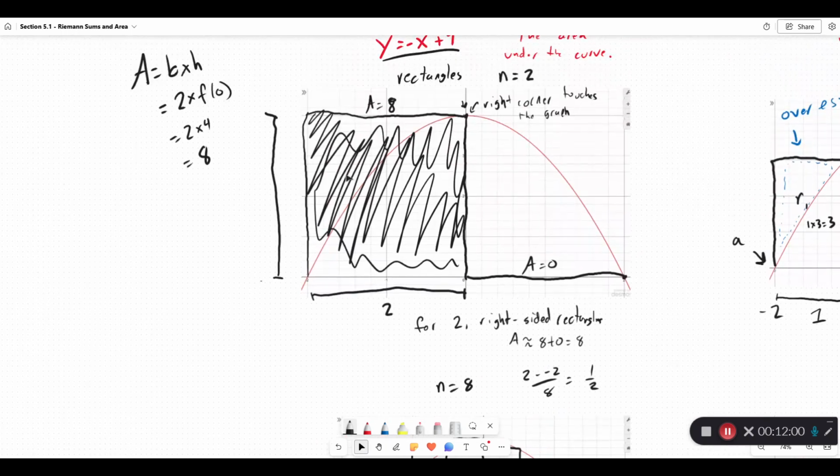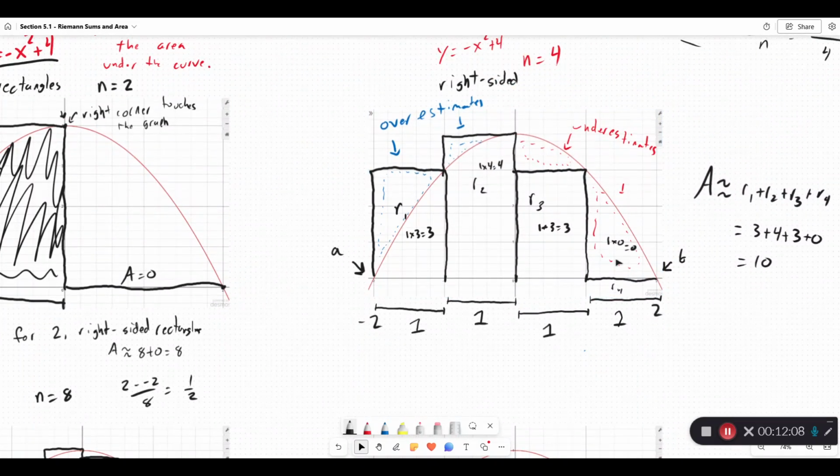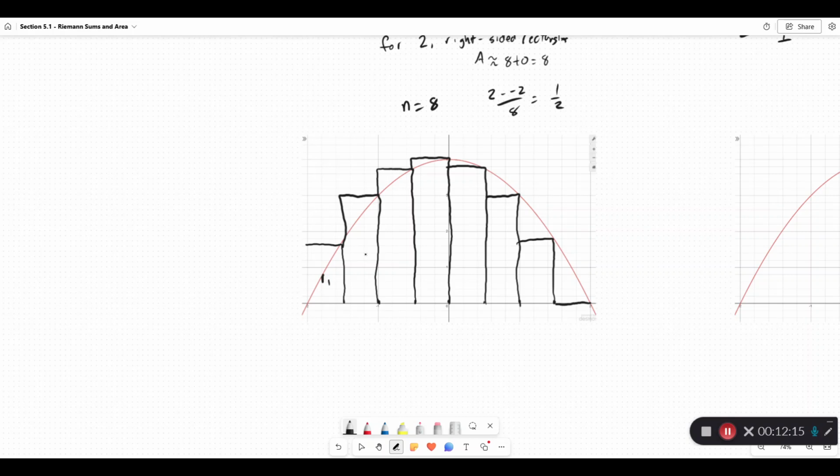Like this one, you have this giant overestimation and this giant underestimation. Here, we have a fairly large overestimation and an underestimation. But each of those over and underestimations seem like they're getting smaller. And that's the important idea, is that as long as I choose enough of these sections, I should be able to find these.